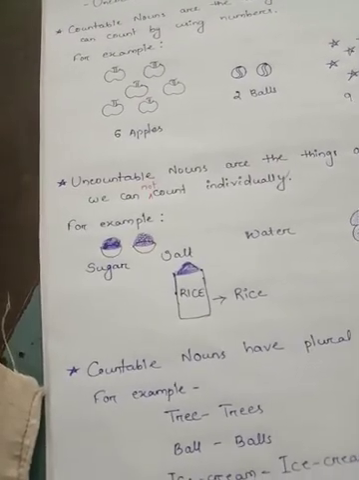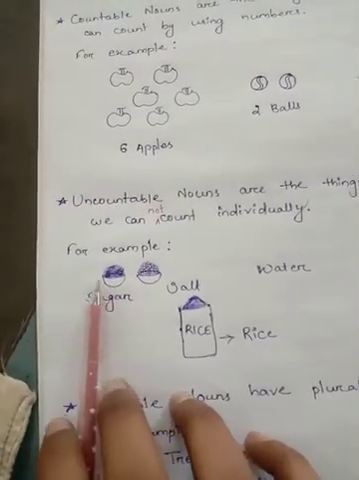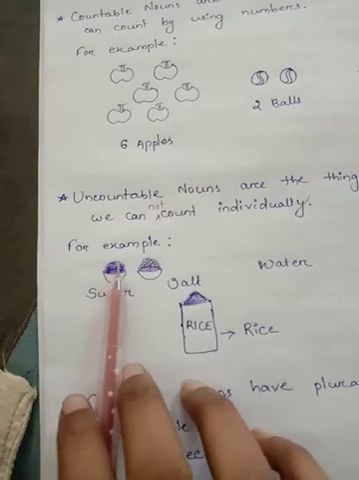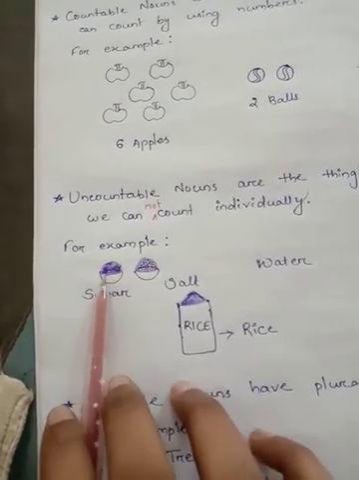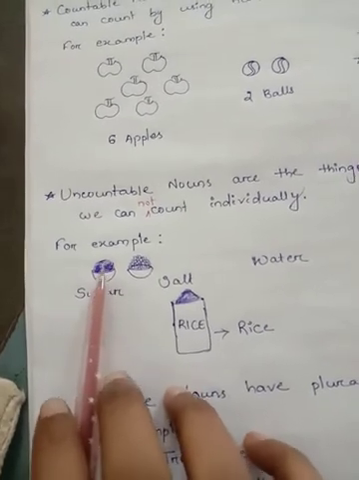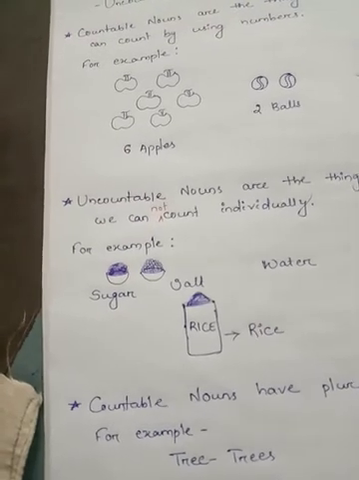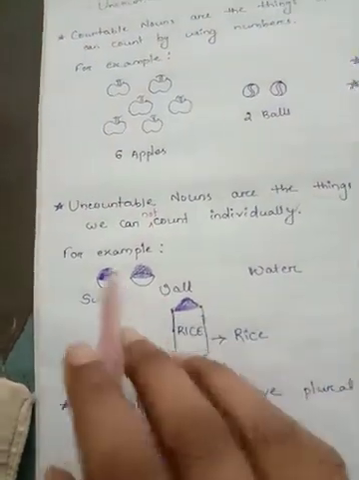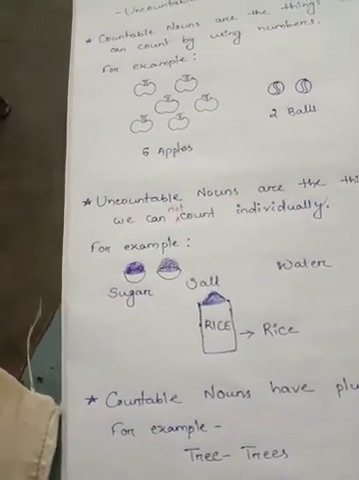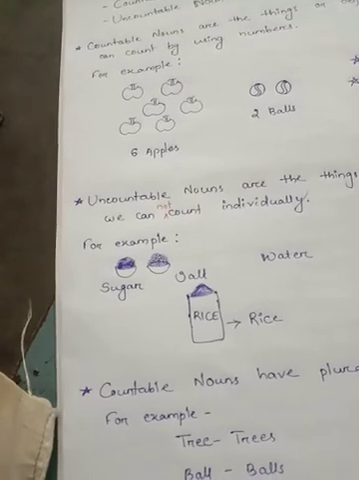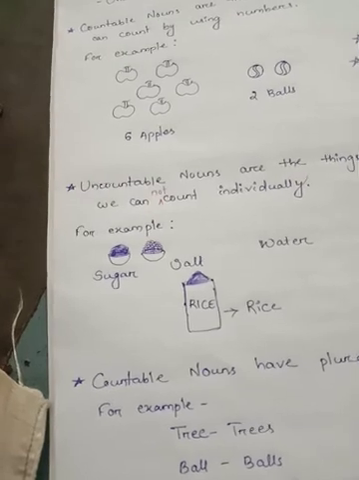Let's see the example. First, sugar. Can you see this bowl? In this bowl, the sugar is kept. Okay, just imagine. The sugar is kept. Can you count these pieces of sugar? You have seen the sugar, na? So, can you count this sugar? No, we can't count those small pieces of sugar. So, sugar is uncountable noun.